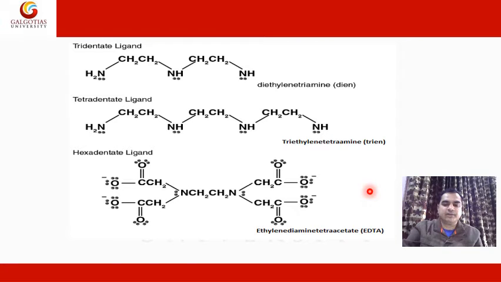So that type of ligand is referred to as a flexidentate ligand, as we have EDTA, because it is normally a hexadentate ligand, but it can utilize 3, 4, 5, or 6 donor atoms depending upon the conditions. So that is the example of flexidentate ligands.